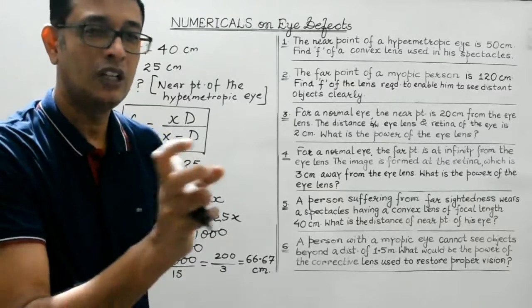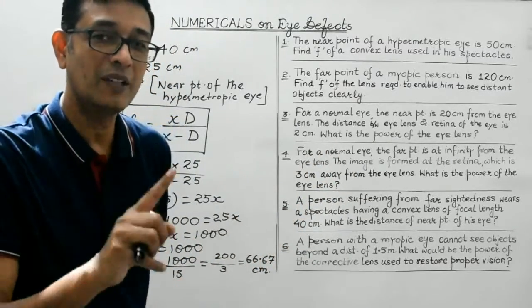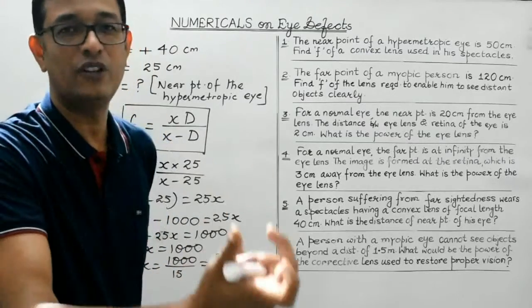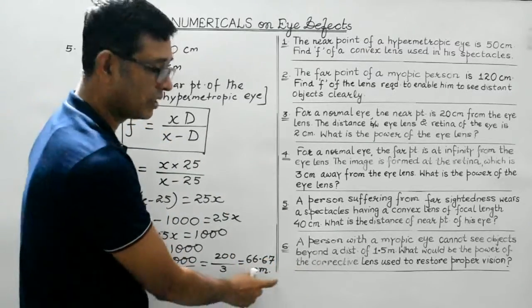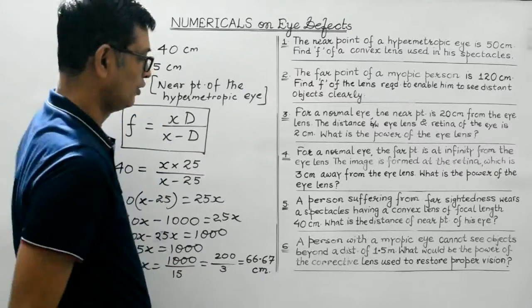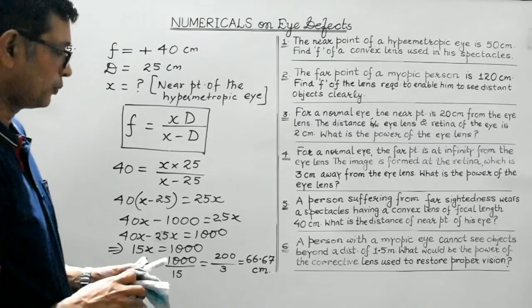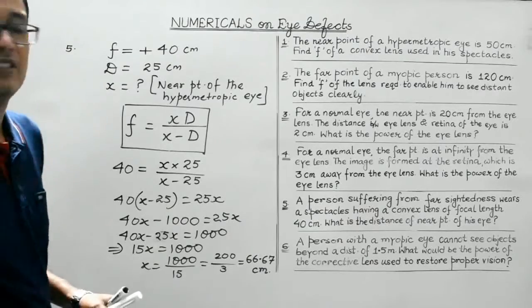As I told you very early in the question, the near point of the hypermetropic eye must be greater than 25 centimeters. So that is what we have obtained over here. Clear, students? So we are done with question number 5 as well. Now let's proceed to the last question.